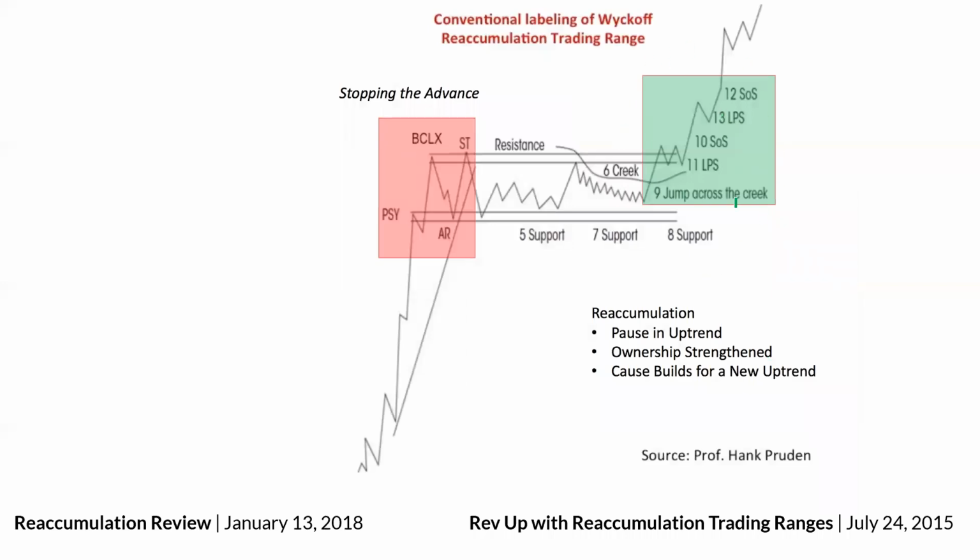Here is an example in the green box. You can see here in Hank's schematic, this beautiful upward ascent of prices higher and higher as it's going into a new uptrend. And this is with diminished volatility as reaccumulation is being completed.